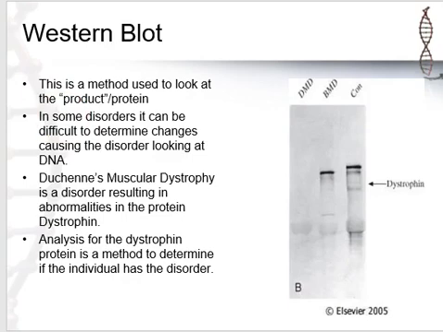Some disorders can be difficult to determine changes looking at the DNA. While we're now much better at determining sequence changes in Duchenne's muscular dystrophy, for a long time this was the best method to determine if somebody was affected. Do they have the end product known as dystrophin? Here is an individual with Duchenne's muscular dystrophy, and there's no protein made. Here's a normal individual, and here's somebody with a milder form, which we're going to be talking about in future lectures. But again, western blotting allows us to actually look at the product, which is the protein.